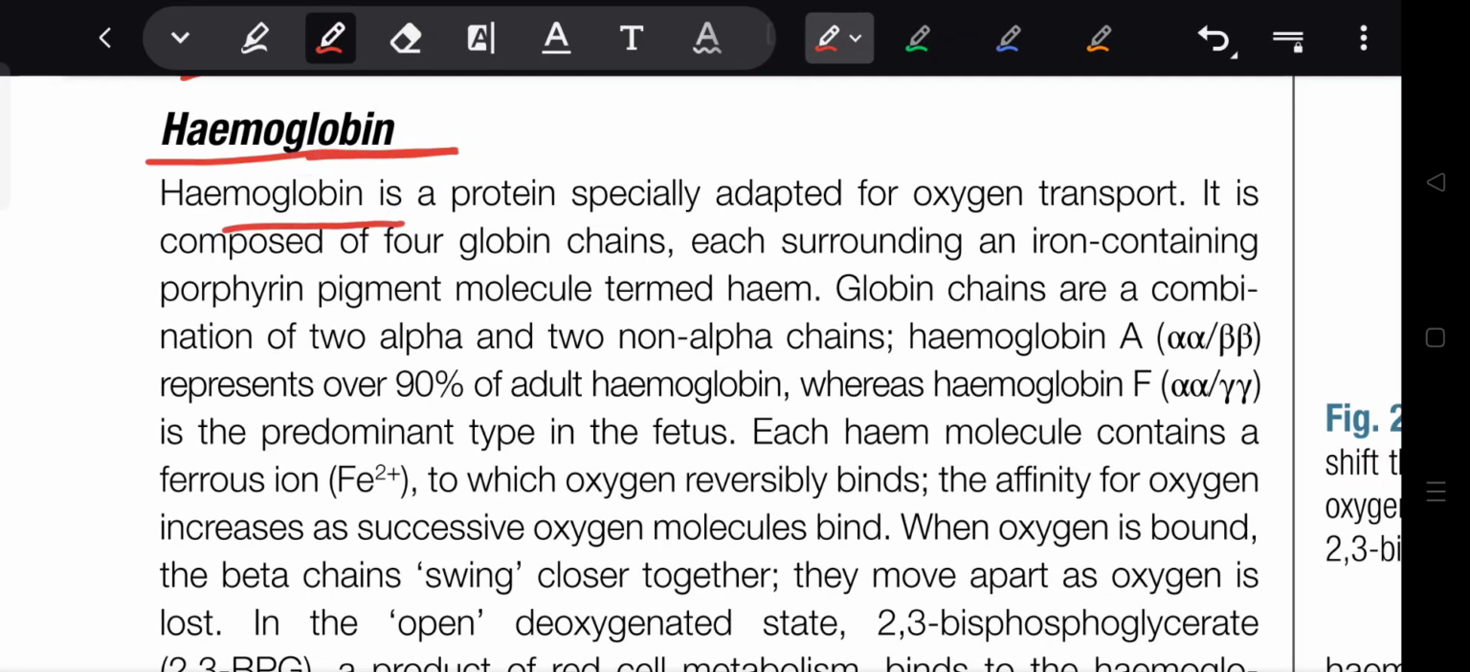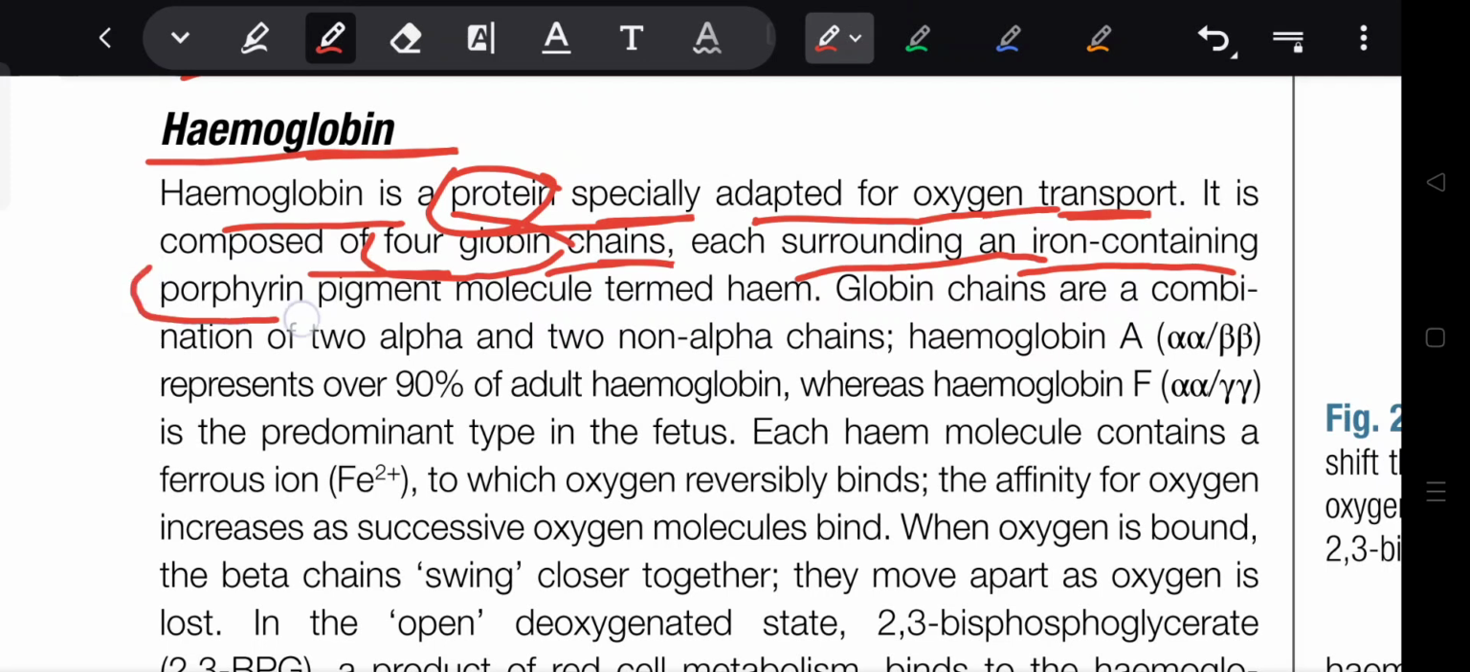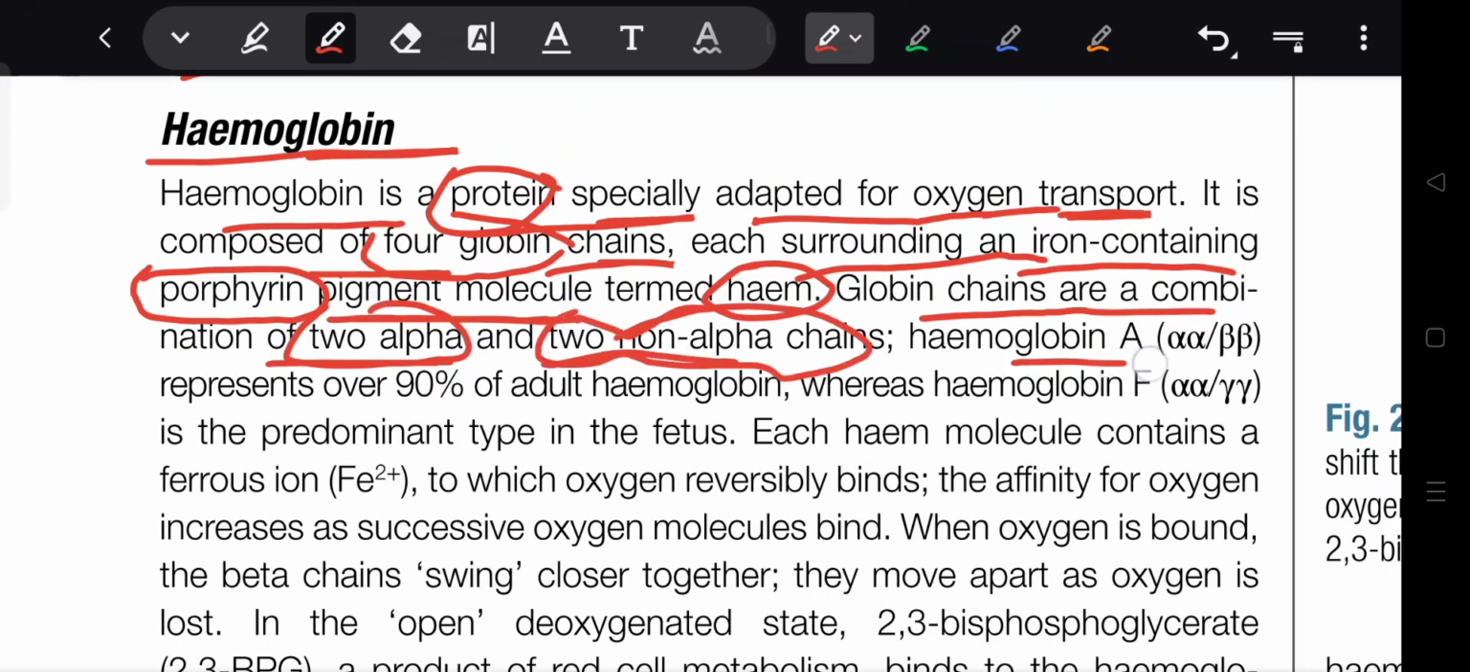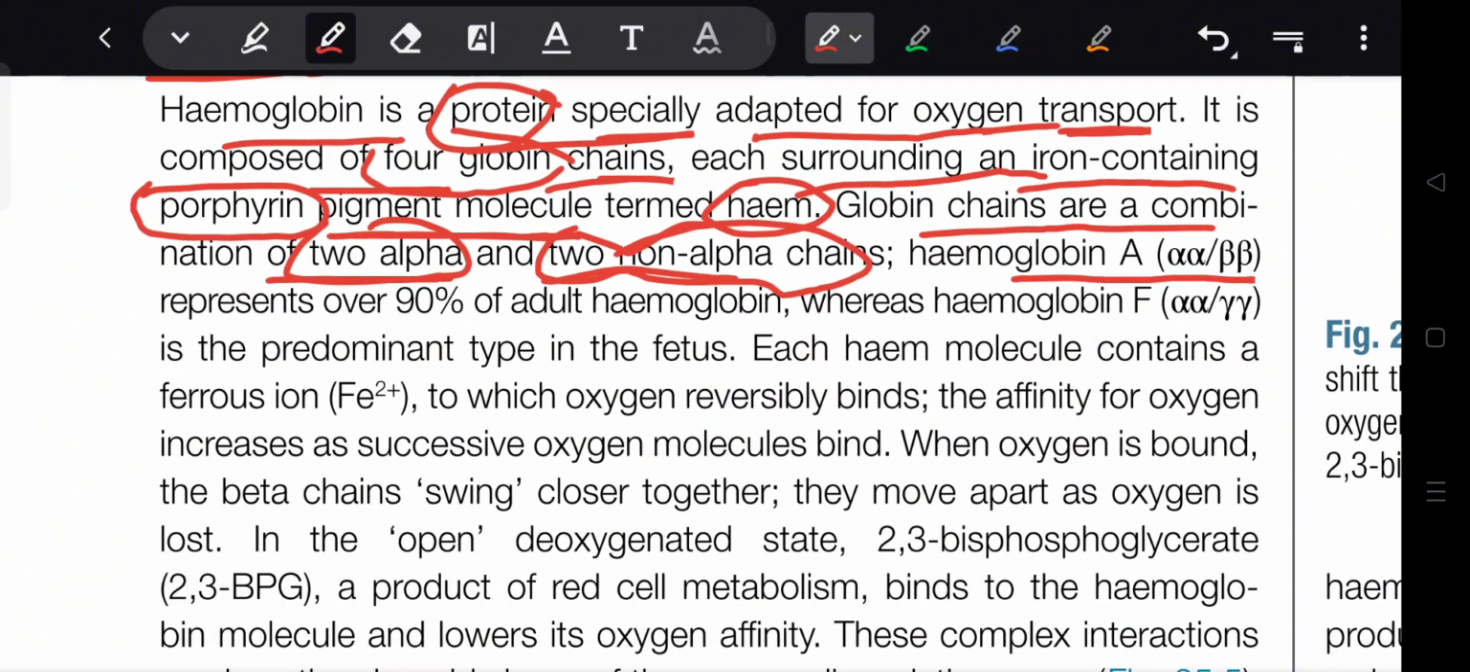Hemoglobin is a protein specially adapted for oxygen transport. It is composed of 4 globin chains, each surrounding an iron-containing porphyrin pigment molecule termed heme. Globin chains are a combination of 2 alpha and 2 non-alpha chains. Hemoglobin A, alpha2 beta2, represents over 90% of adult hemoglobin, while hemoglobin F, alpha2 gamma2, is the predominant type in the fetus.